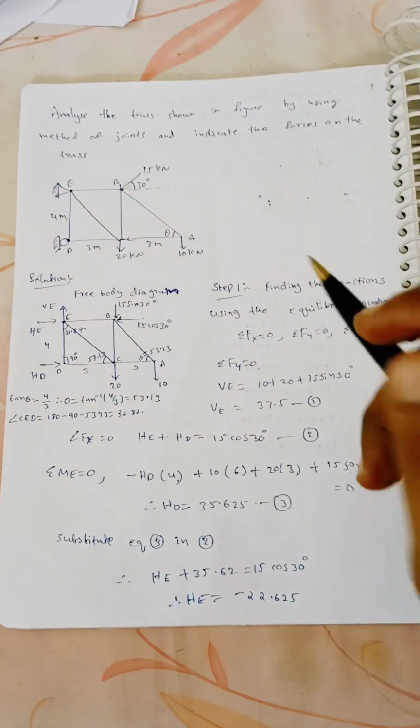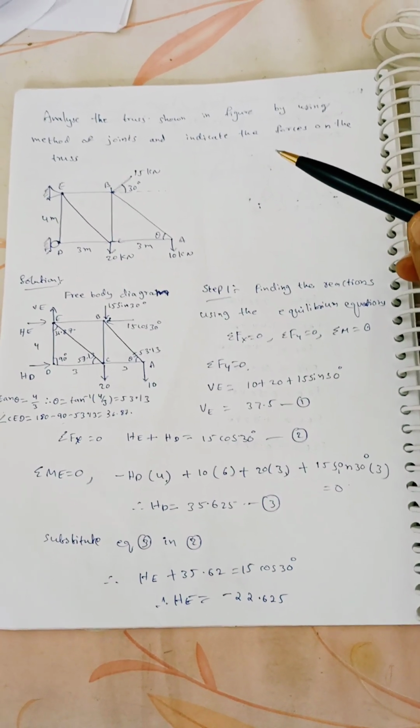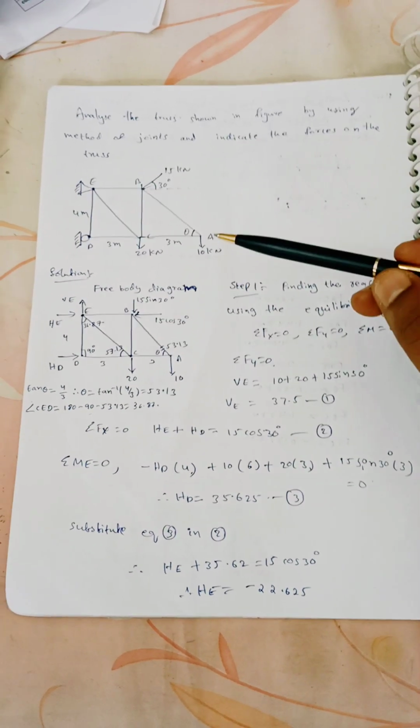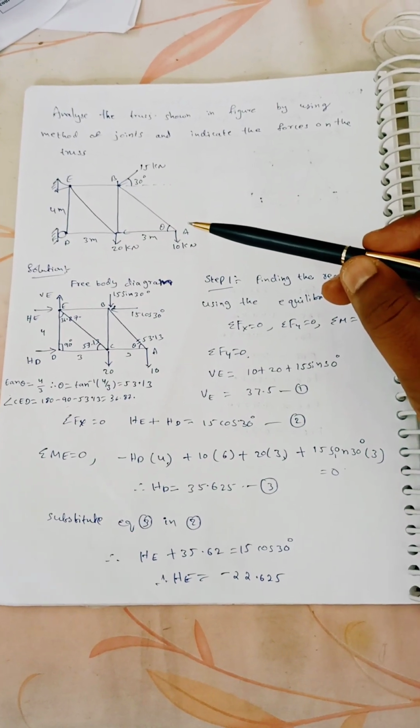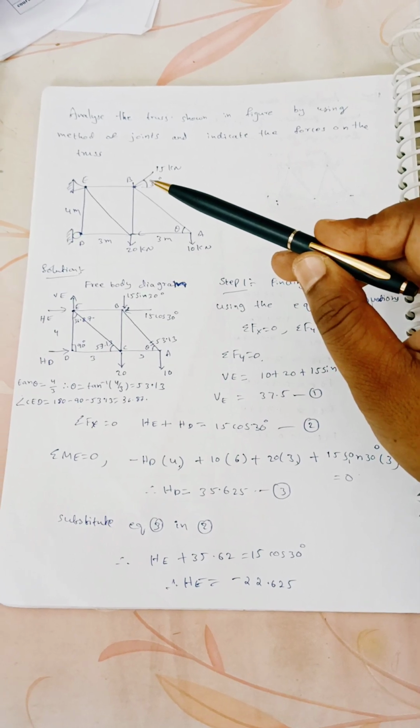Today we'll discuss a problem on method of joints. Analyze the truss shown in the figure by using method of joints and indicate the forces on the truss. So this is the truss given in the question. An inclined force is given at this joint B.